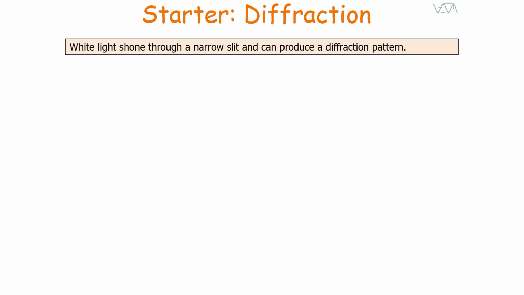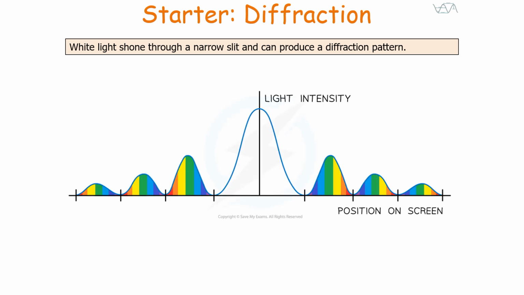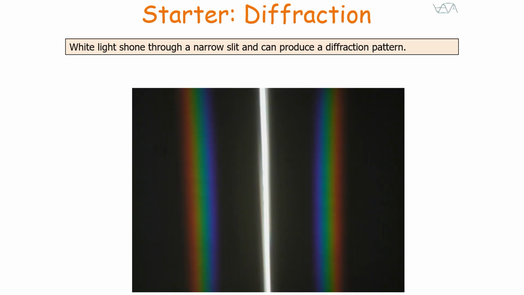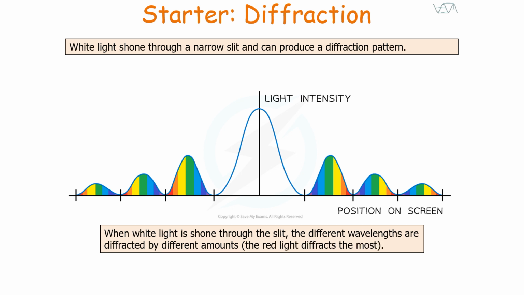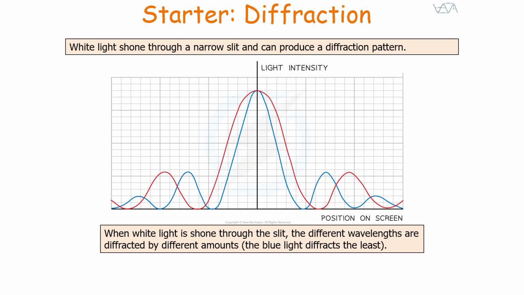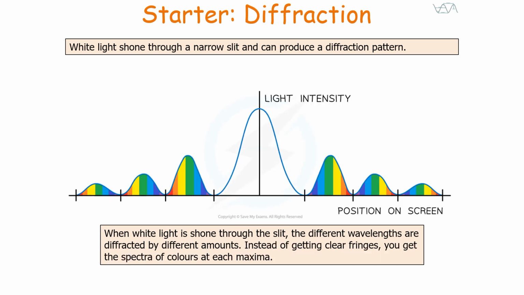Now, you can see here that when you shine white light through a narrow slit, you can get the following diffraction pattern, which you can observe with this particular image as well. Now, you'll notice that when white light is shone through the slit, the different wavelengths are diffracted by different amounts, and the longer the wavelength, the greater the diffraction. So red light would diffract the most, and blue and violet light would diffract the least. And you can see here in this particular image that you're going to get a variance in where the colours lie because of the amount of diffraction that takes place.